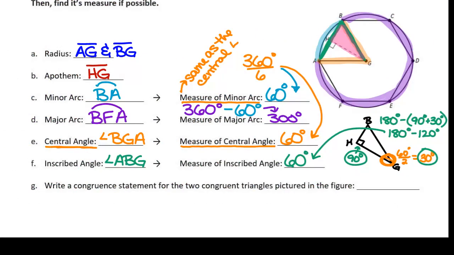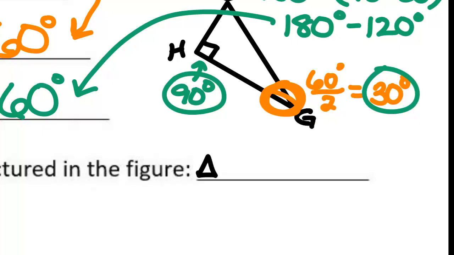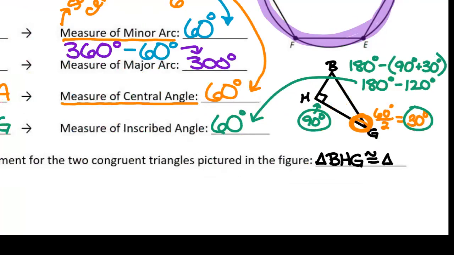Then it says, write a congruent statement for the 2 congruent triangles pictured in the figure. So one of those congruent triangles is the one that I highlighted in pink up here, BHG. Triangle BHG is congruent to triangle. So here's one of the triangles that's shown. This is the other triangle that's shown. So the pink one is one. The white one down here is the other one.